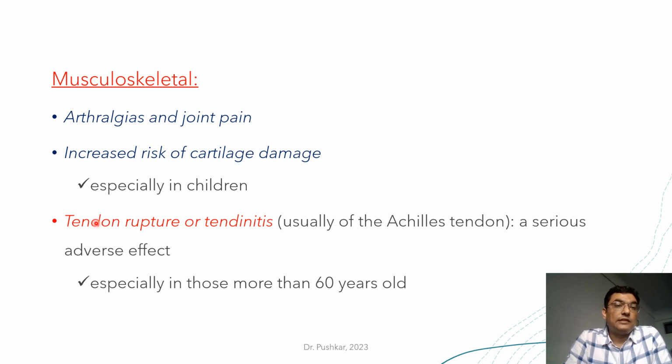As well as other musculoskeletal adverse effects include tendon rupture or tendinitis, usually in the Achilles tendon. Okay, so it is a serious adverse effect and it is especially in those more than 60 years old. So the tendon rupture or tendinitis is more common in old age patients, especially those using corticosteroids. But for now, just learn arthralgias and joint pain and increased risk of cartilage damage in children, tendon rupture or tendinitis in old age patients.